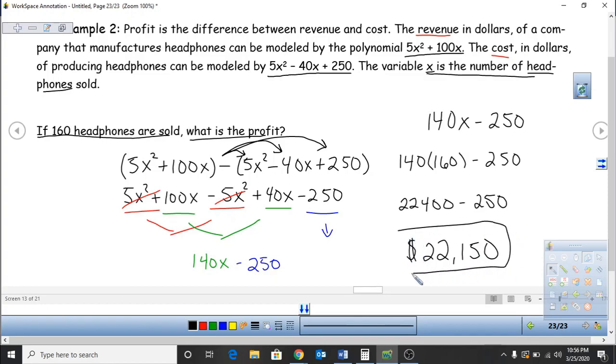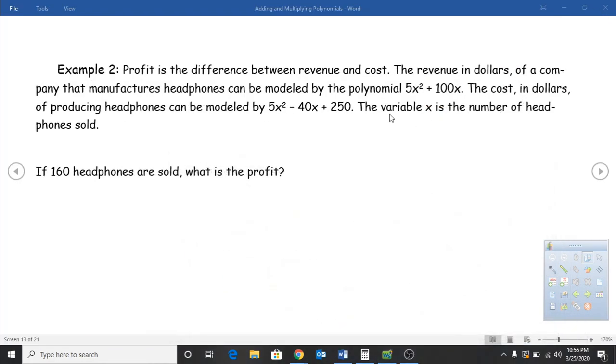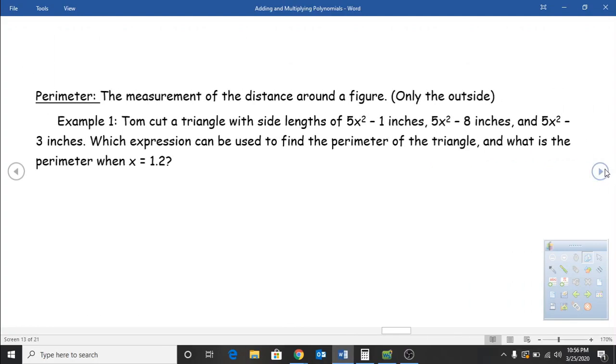22,150. It's going to be, I believe, dollars. All right, $22,150. So if this company sold 160 headphones, it would make $22,150. All right. So that's how we figure out the profit. So if you get questions about profit, you can always look back at these examples.